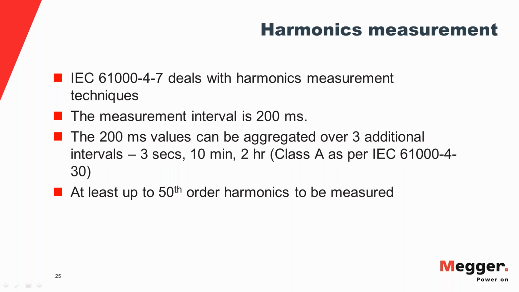There are different types of instruments specified in the standard, with different requirements for each. So Class A, Class B, and Class S, I'm sorry. Class A has the most stringent requirements, and these are the intervals that are specified for Class A instruments. It also says that at least up to the 50th order harmonics need to be measured.